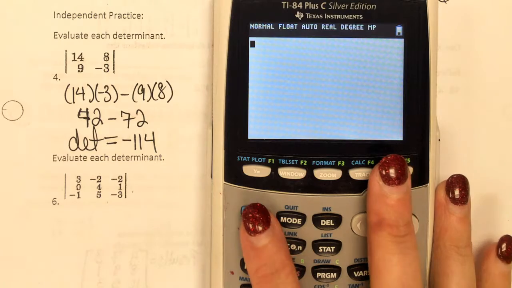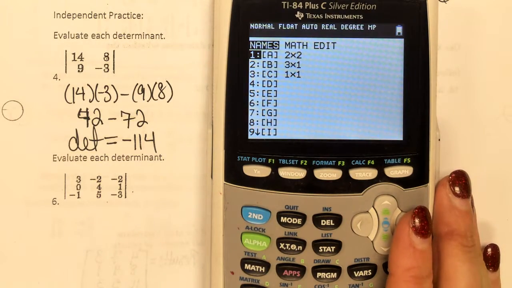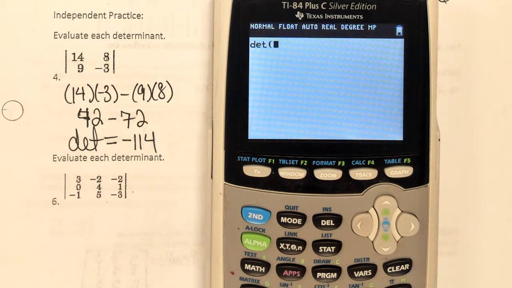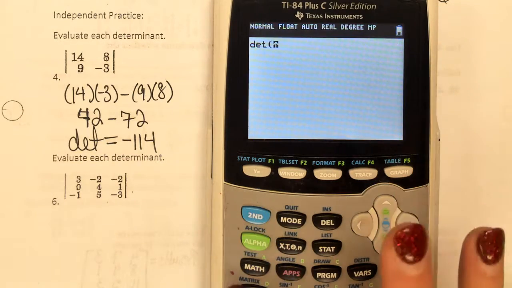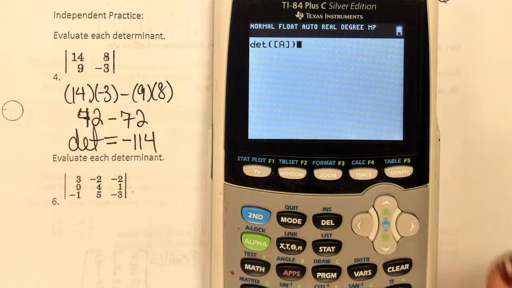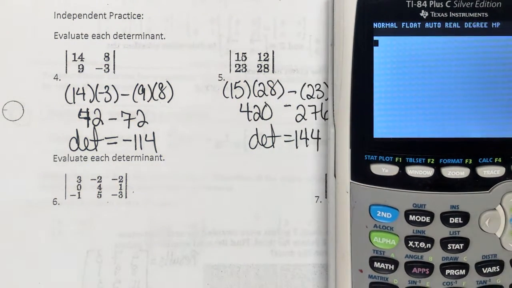Alright, now watch what I'm going to do. Don't go ahead of me. You go back to second matrix again, okay? But notice what happens when I go over to math. What's the very first one that pops up? Determinant. So you hit enter there. And your calculator's like, hey, what do you want me to find the determinant of? So you have to tell it, I want the determinant of the first one that I typed in. You can close your parentheses if you want to. You don't have to. What'd you get? 114. You all okay? All right, see if you can try number 5 in your calculator and get 144, okay?